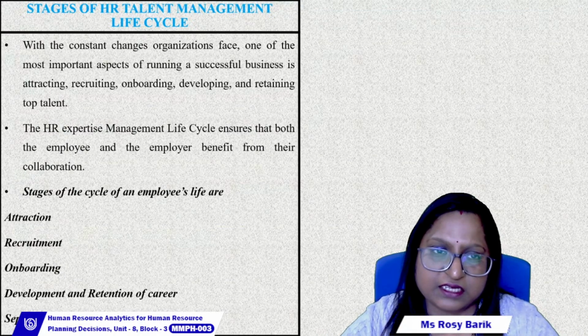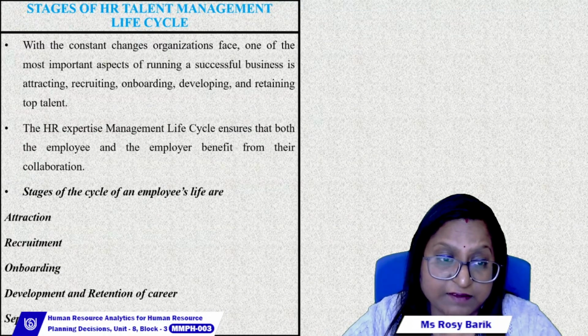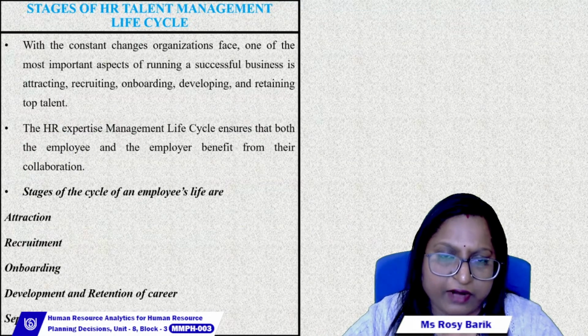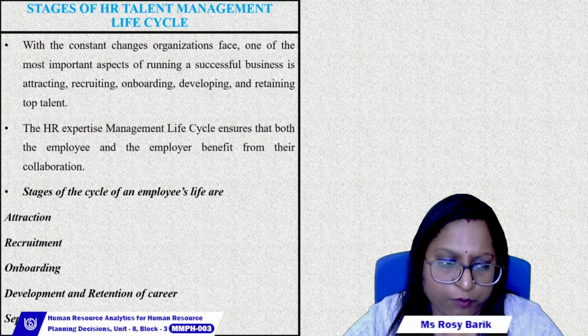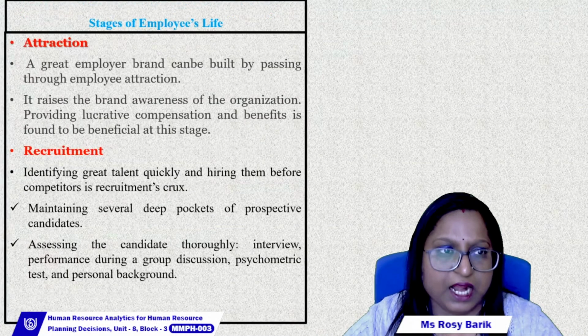As we have discussed in the previous unit, what the HR management life cycle is, here we will be discussing the different stages of the HR life cycle of the employee's life. These are attraction, recruitment, onboarding, development, retention of career, and the final one is separation.